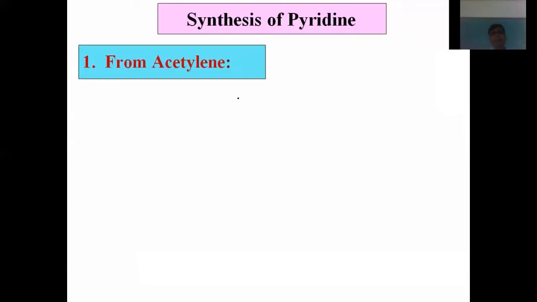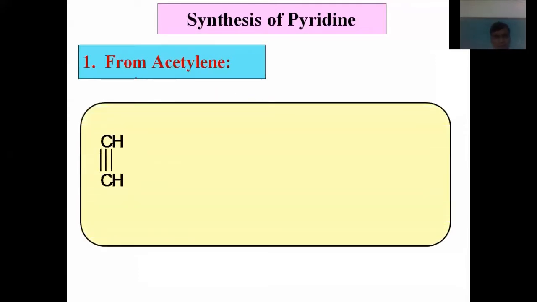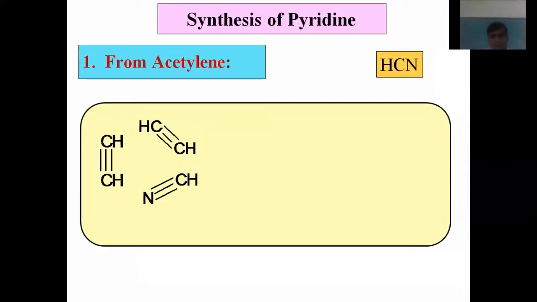First, a very simple method using acetylene. Acetylene means CH triple bond CH, the best example of an alkyne. In this synthetic method, acetylene is treated with another compound, hydrogen cyanide, HCN. The mixture of acetylene and hydrogen cyanide is passed through a red hot tube. Here two molecules of acetylene and one molecule of hydrogen cyanide participate in the reaction.